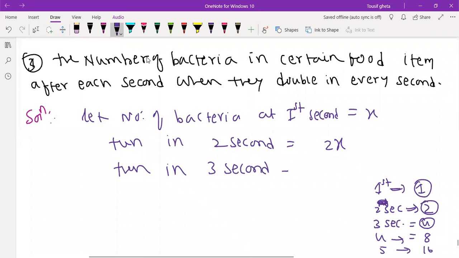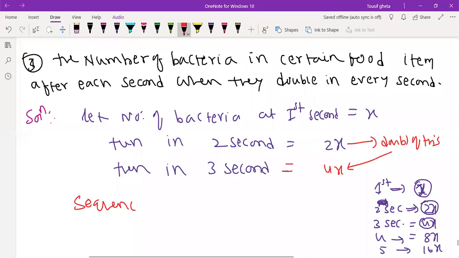So you understood? Here we have not taken 1. What we have taken here is x. So x, 2x, 4x, 8x, 16x. So in 3 seconds, it is double of this. 4, 2 2s are 4x. Okay, it is enough. The sequence is x, 2x, 4x.